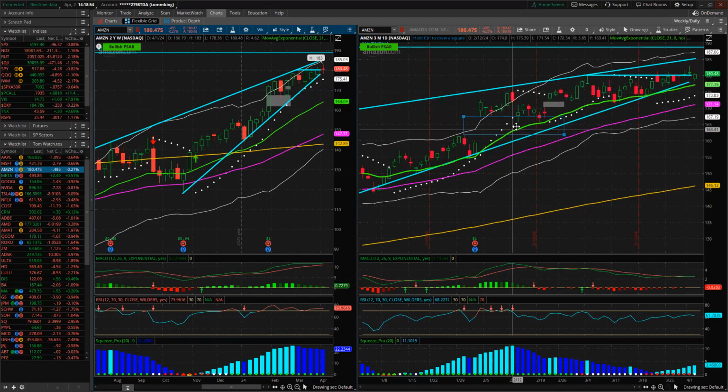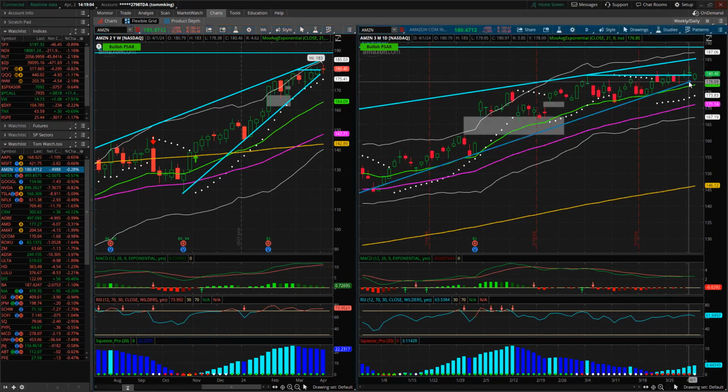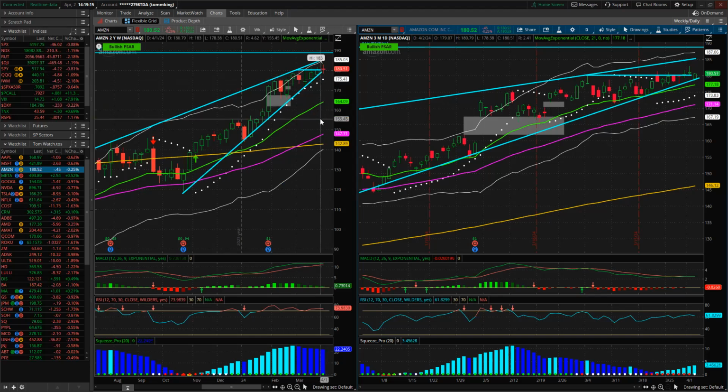But look at this ascending triangle. If we break out, we could have a nice upside pop on the daily. So I would be thinking on the daily that Amazon might have a little more room to run to the upside, getting ready to maybe pop. On the weekly, though, if we break this piece here, this could get ugly as well. So you've got to watch what's going on.